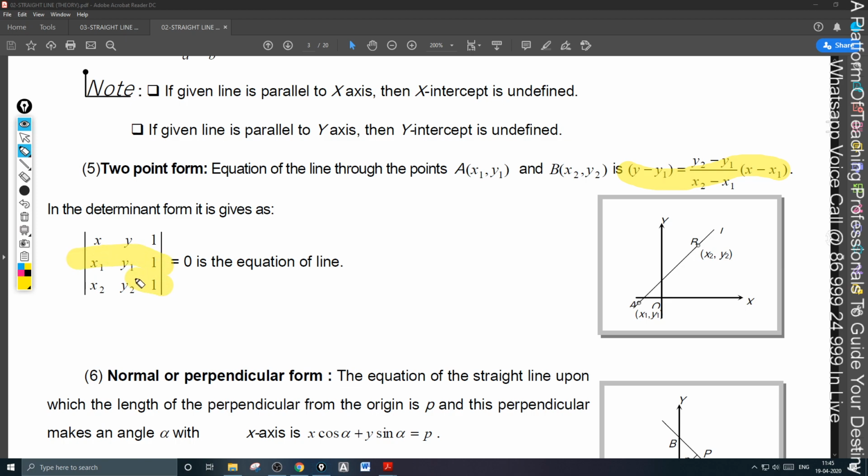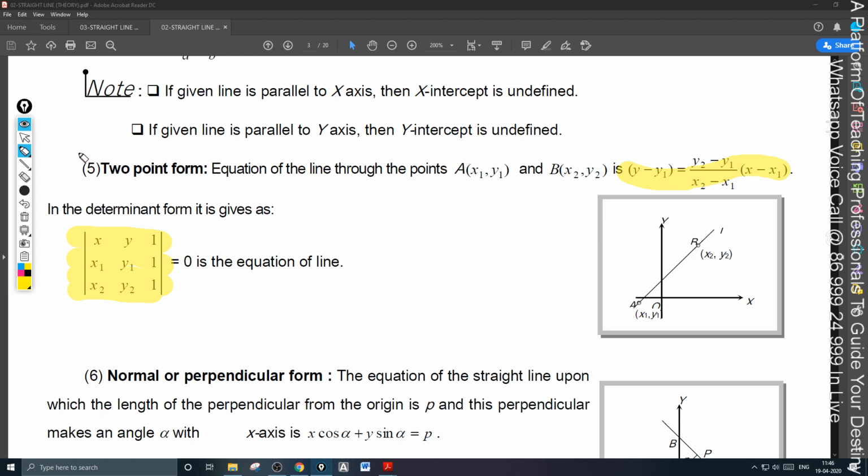If you want to work out the determinant, then you can follow this: rows x, y, 1; x1, y1, 1; x2, y2, 1. If you find out the determinant of it, you will get the equation of the line. But no need to go for the determinant. You can straight away apply this formula, or even follow the short form that I taught you, to write the equation of the line.